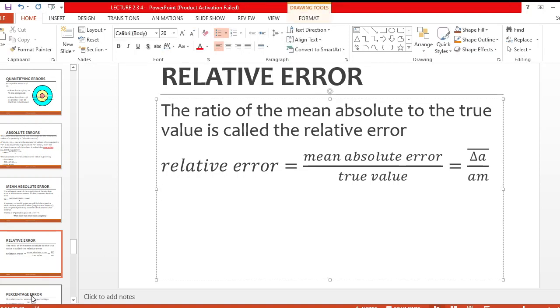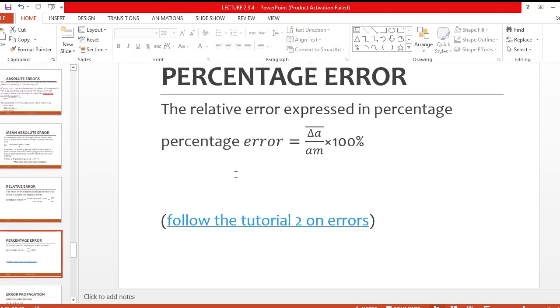Then lastly, we have the percentage error. The percentage error is just the relative error expressed as a percentage. The relative error expressed as a percentage. That's the percentage error.